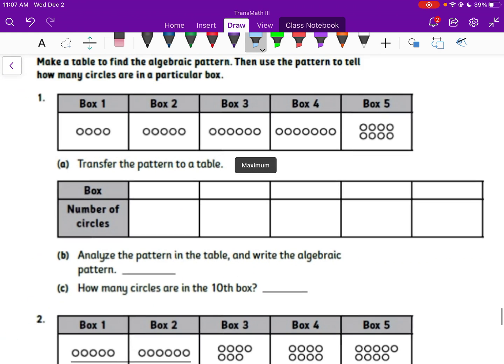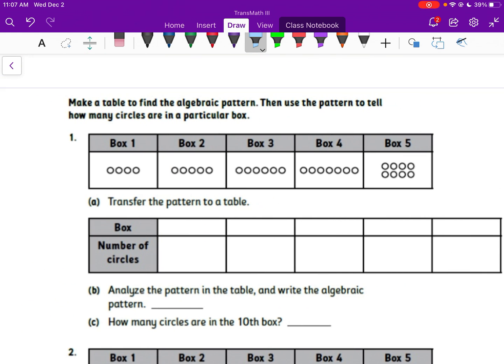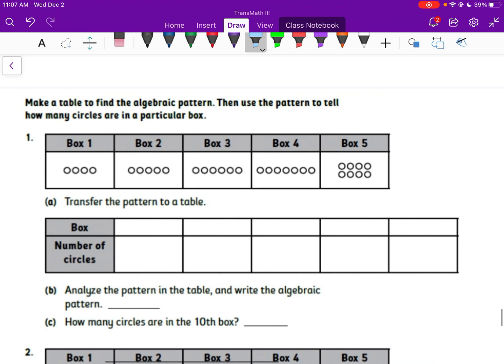All right, so again, we're given this table. Okay, we need to find the algebraic pattern, then use the pattern to tell how many circles are in a particular box. Okay, so taking that table and putting it into numbers so we can compare them. So we have box 1, 2, 3, 4, 5. We're just going to change that into a different table. And then we got to figure out how many circles are in each box. So box number 1 has 4. Box 2 has 5, 6, 7, and 8 for those corresponding boxes.